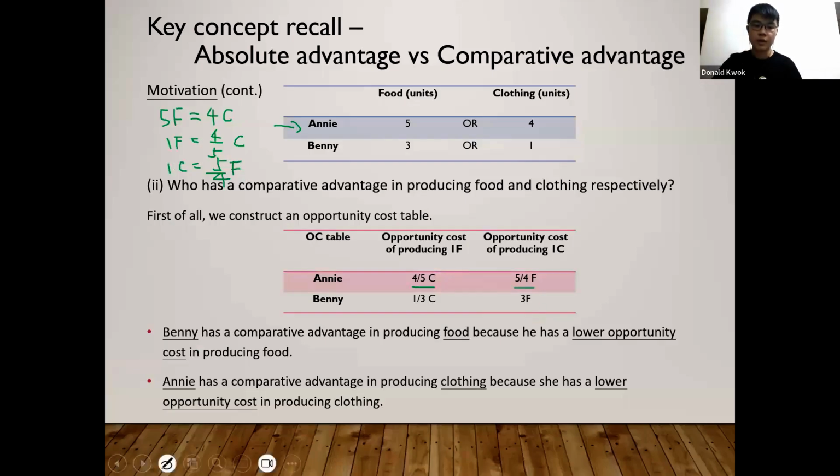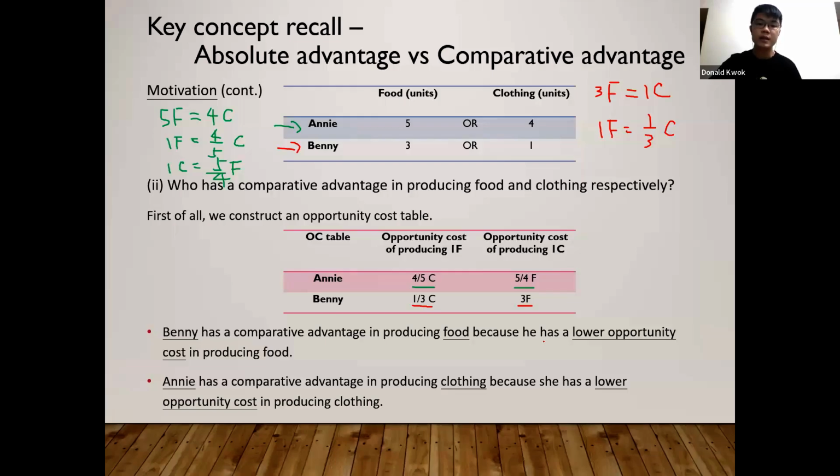All right, we do something similar from the perspective of Benny. Given 1 unit of resources, Benny can either use it to produce 3 units of food or 1 unit of clothing. So 3F is equivalent to 1C from the perspective of Benny. If we divide both sides by 3, then we have 1F equals 1/3 C. And this is essentially the information that I've put down for the row of Benny here. This is how we can construct the opportunity cost table.